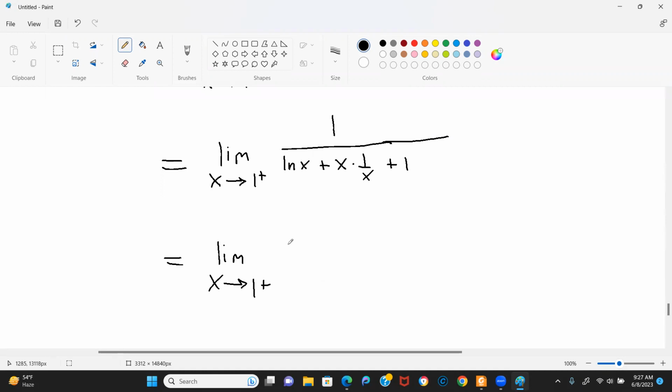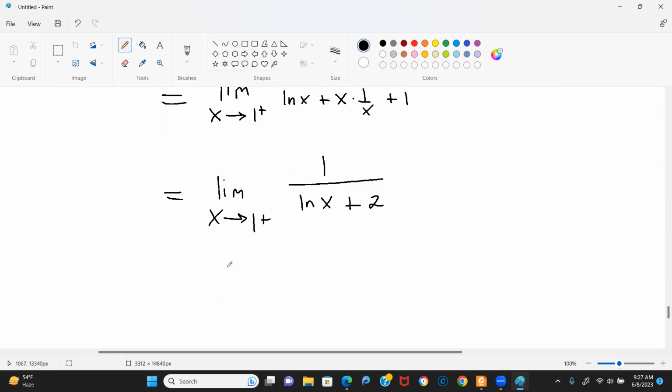And now let's simplify this a little bit and see what we get. Can we actually compute the answer now? So we have 1 over ln of x plus 2. And yeah, we can just actually compute this limit, and the reason why is that this is continuous at x equals 1. It's a continuous function, right? 1 over ln x plus 2 is continuous.